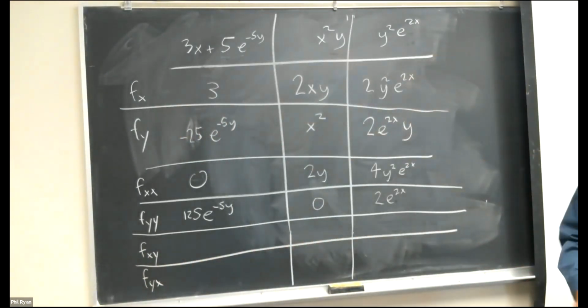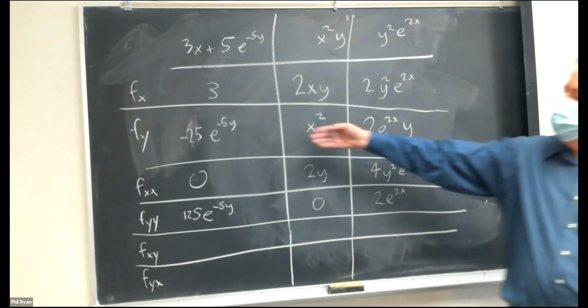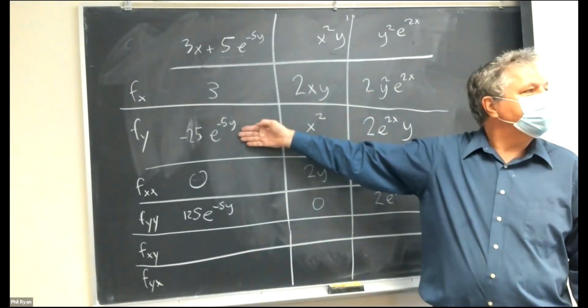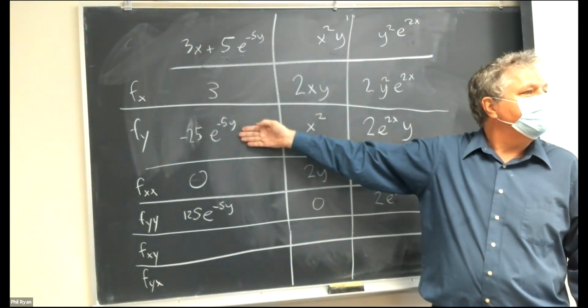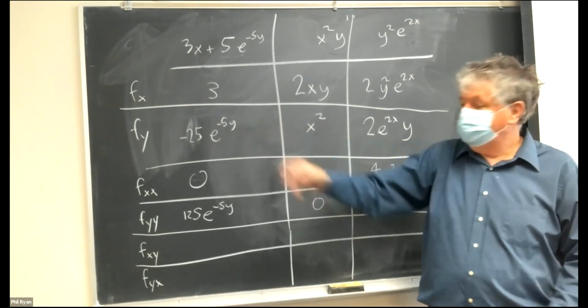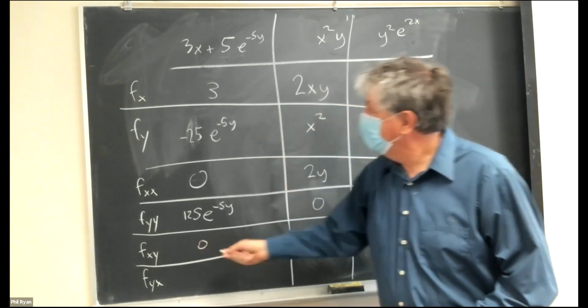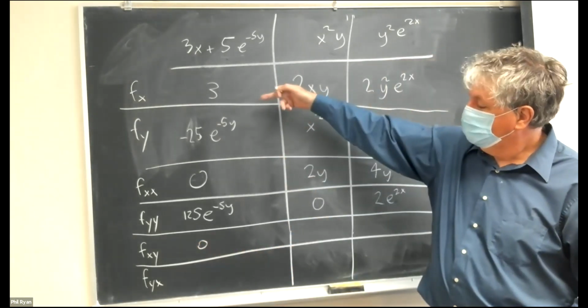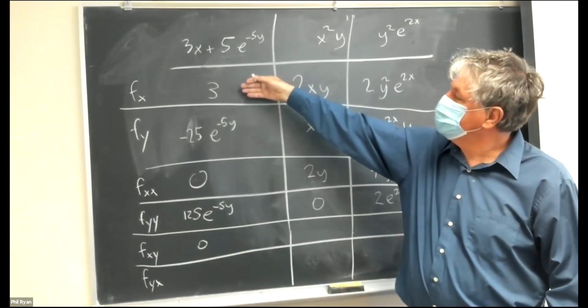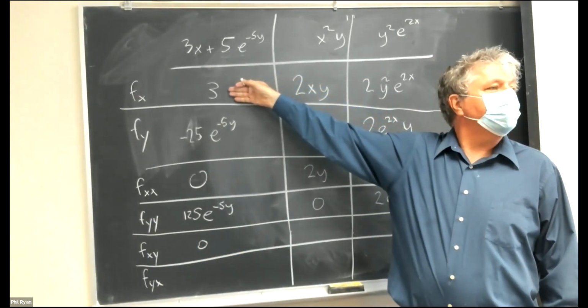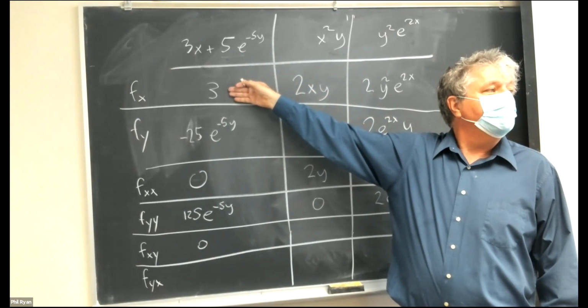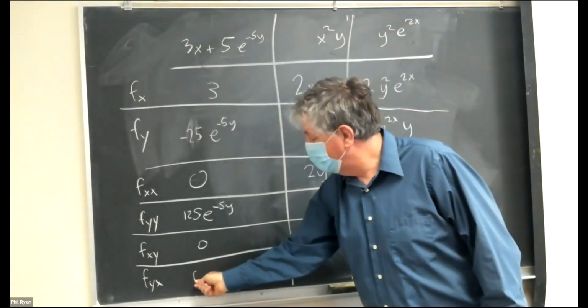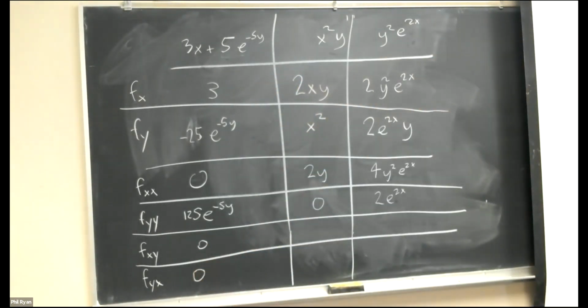We can take the derivative with respect to y and then we can take the derivative with respect to x. Okay, so what's the derivative of this with respect to x? 0. Or we can take the derivative with respect to x and then the derivative with respect to y. So what's the derivative of this with respect to y? 0. Okay.